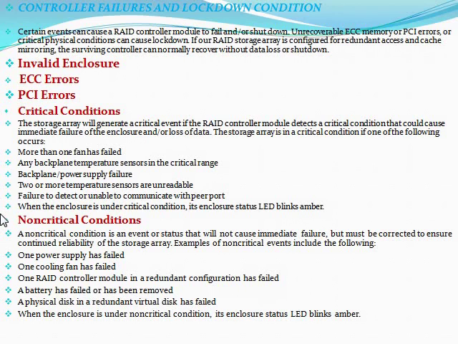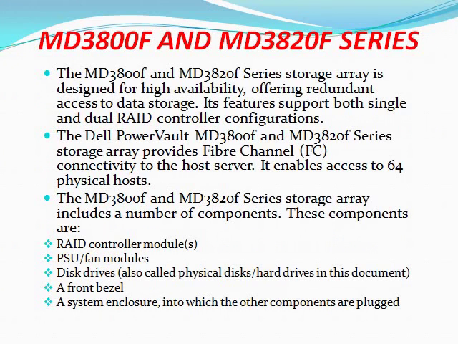Non-critical condition. A non-critical condition is an event or status that will not cause immediate failure but must be corrected to ensure continuous reliability of the storage array. For example, non-critical events include the following: one of the power supplies has failed, or one cooling fan has failed, one RAID controller in a redundant configuration has failed, a battery has failed or has been removed, a physical disk in a redundant virtual disk has failed. When the enclosure is under a non-critical condition, the enclosure status LED turns amber.